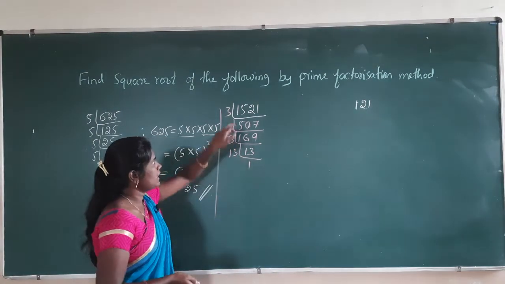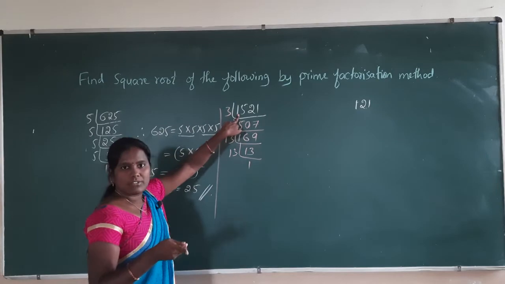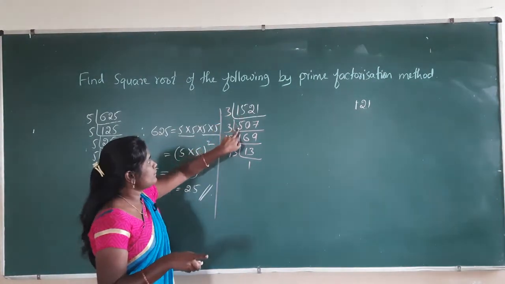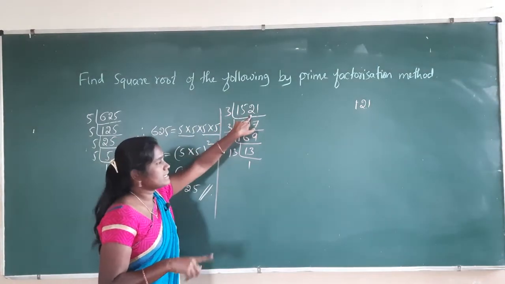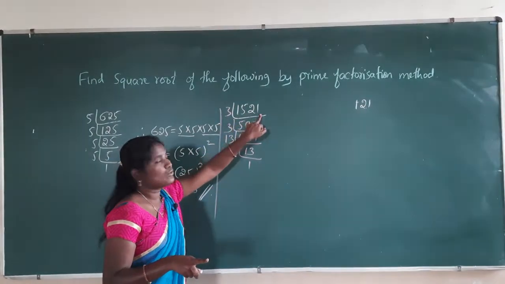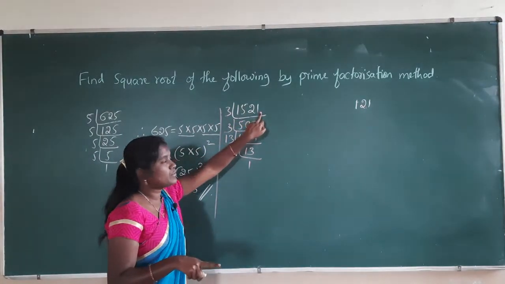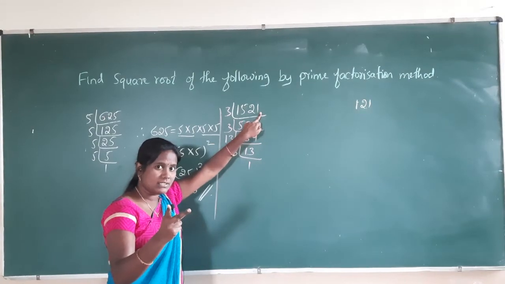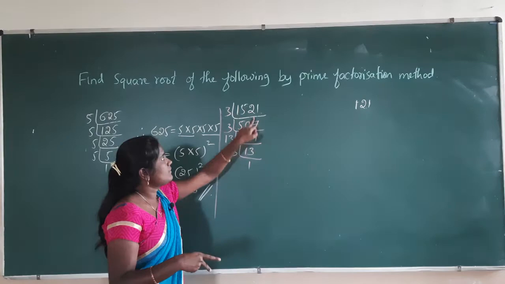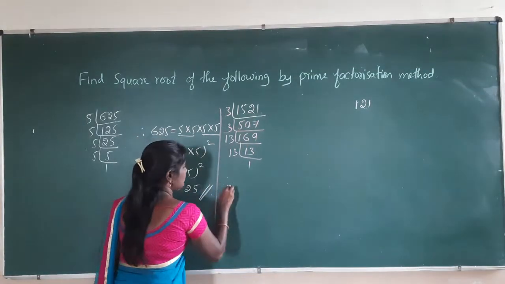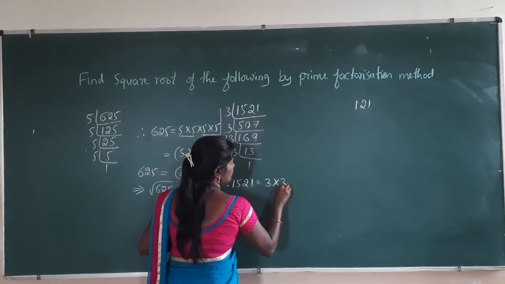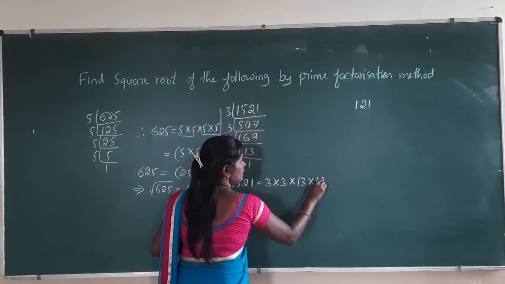See once again. Here 1 is not divisible by 3. Therefore we have to consider 2 digits, that is 15. 3 5s are 15. Next digit is 2. 2 is not divisible by 3. Therefore we have to consider 21. To consider 2 digits, we need to take it as 0, then it will become 21, 3 7s are 21. Therefore 1521 is equal to 3 into 3 into 13 into 13.